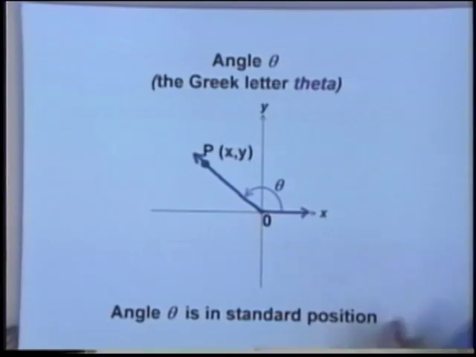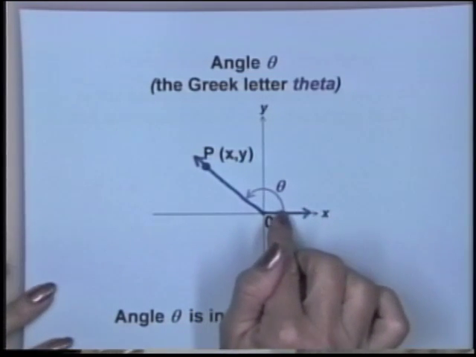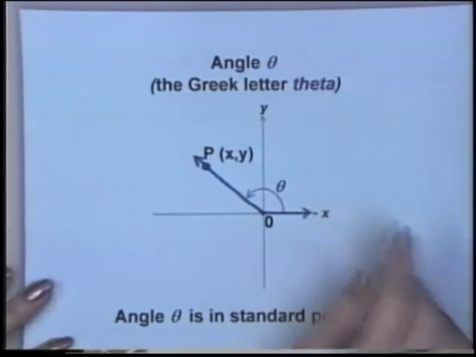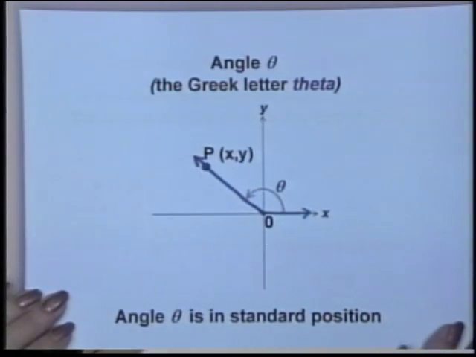So that's my angle theta. It does need to be in standard position. It truly could be positive or negative. This one, of course, is positive because it's generated in a counterclockwise direction.